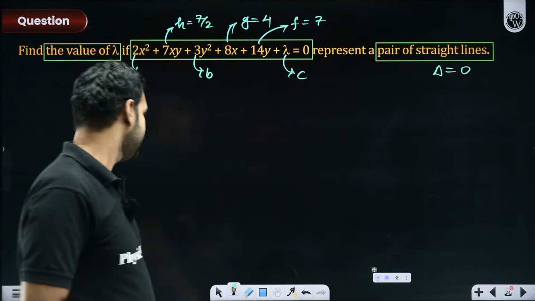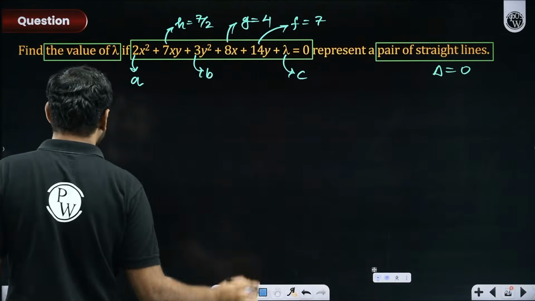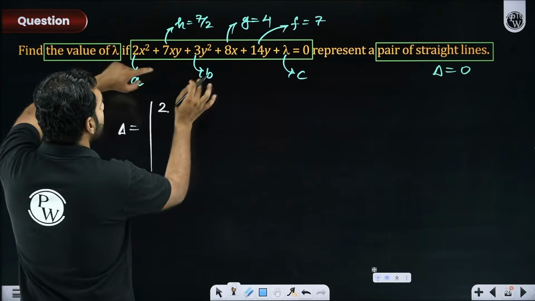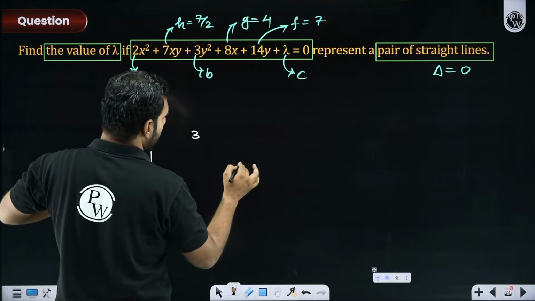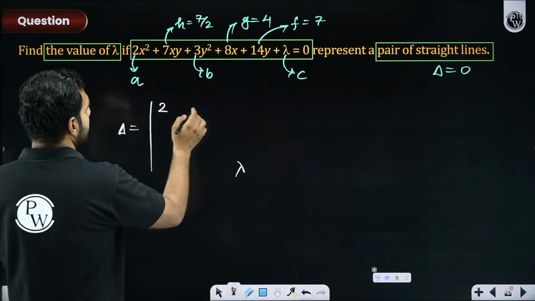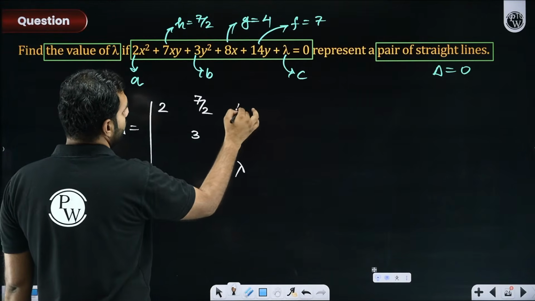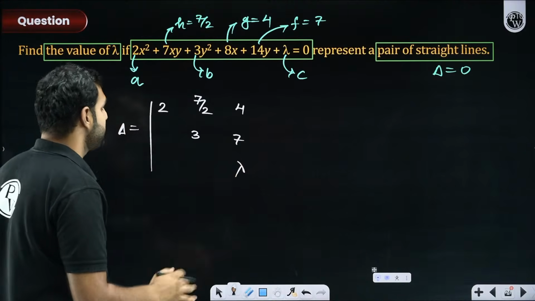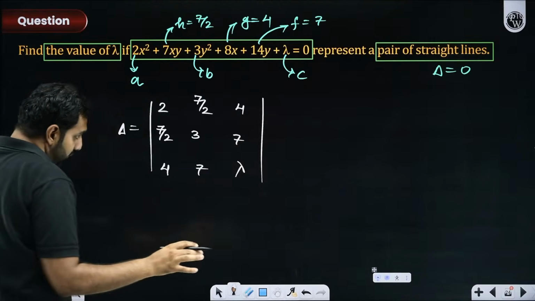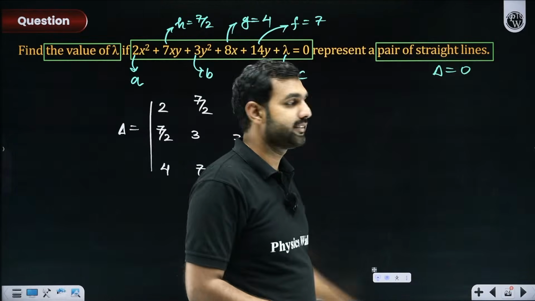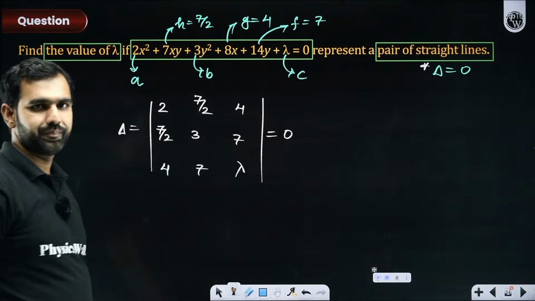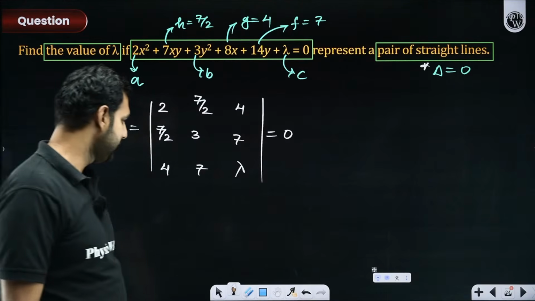Everybody? With that, finding delta is an absolutely easy task, because delta here will be a, b, c on the diagonal. So a is 2, b is 3, and c is lambda. Then I write h, g, f: h is 7 by 2, g is 4, and f is 7. Then again 7 by 2, 4, and 7. Now, if it represents a pair of straight lines, delta will be 0, which means this value has to be 0. Did you all get that?